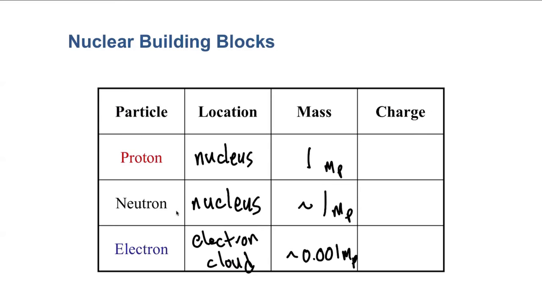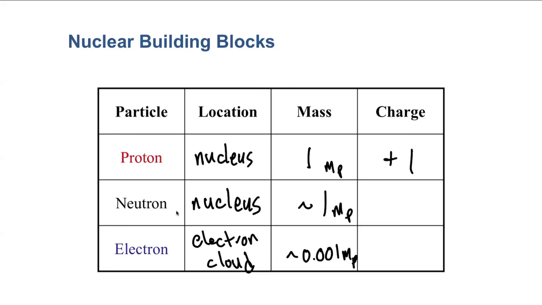Now, charge is interesting. You may have heard of electrical charge. You can have things that have positive net charge and negative net charge. A proton is different than a neutron. They're in the same part of the atom, the nucleus, and they have about the same mass. Where they're vastly different is in their charge. So for instance, a proton has a charge of +1.